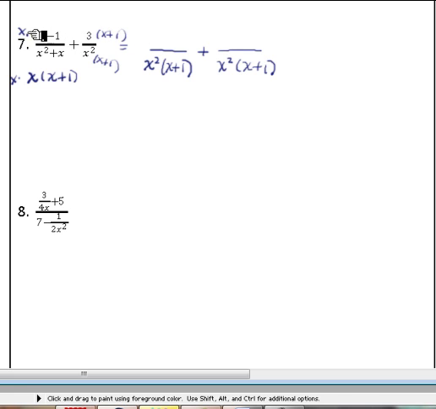x times this numerator would give us x squared minus x. And here, multiply through, we have 3x plus 3. Here's the denominator, x squared times x plus 1. In the numerator, we do have some like terms when we combine these. We have x squared, then we have minus x plus 3x, that's a plus 2x. And then we have this plus 3.